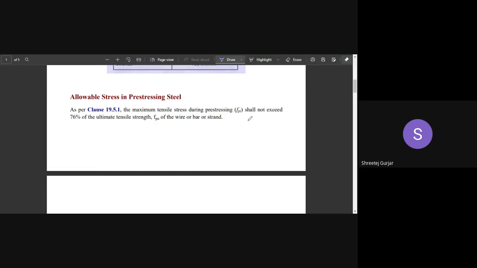Allowable stress. There is some limitation which we apply to the stress which can be applied to steel, just like in concrete, wherein we limit our fck. We do not directly stress it up to the fck value. What we do in design is take 67% of fck, that is 0.67 fck, and then divide it by the partial safety factor.